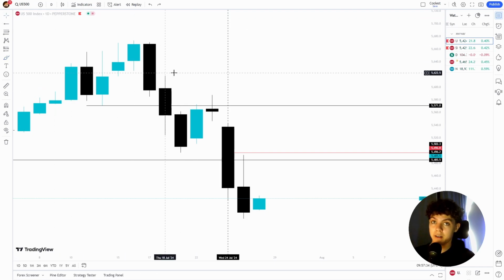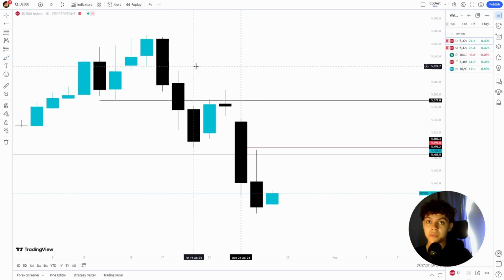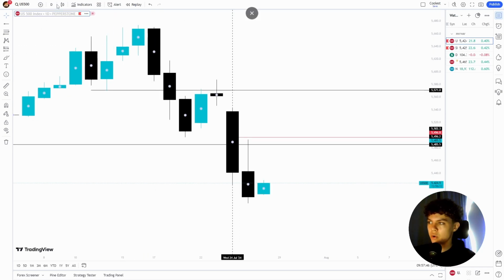Okay, this is the higher time frame. So we can see in the higher time frames too that the trend is forming down. So now we want to see reaction to the downside in the lower time frames to look for the entry and make a ton of money. So let me show you.